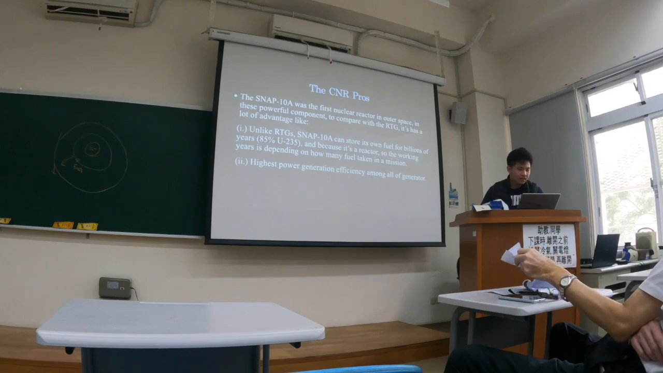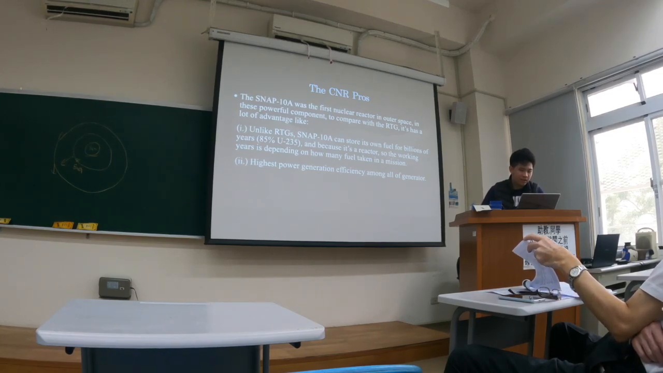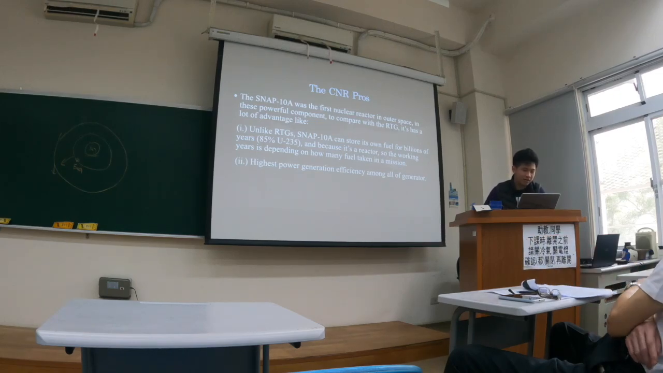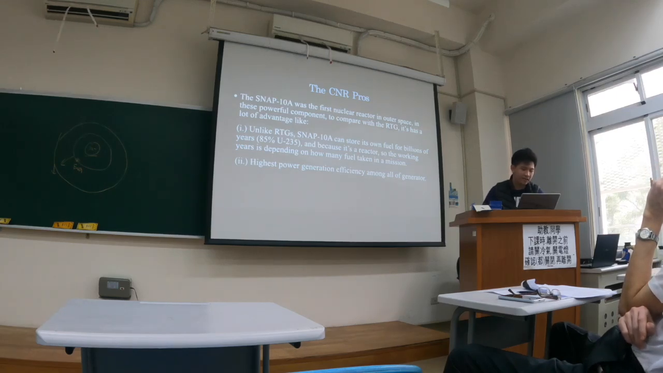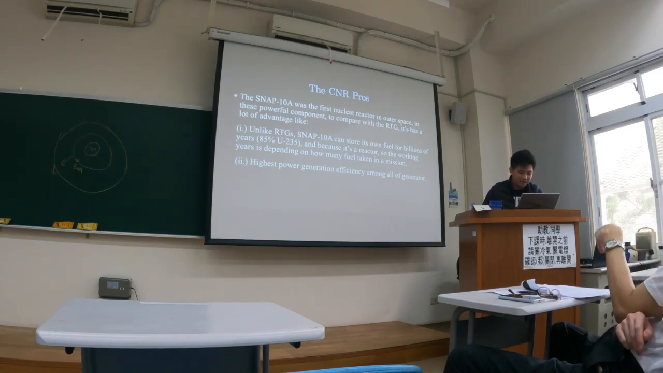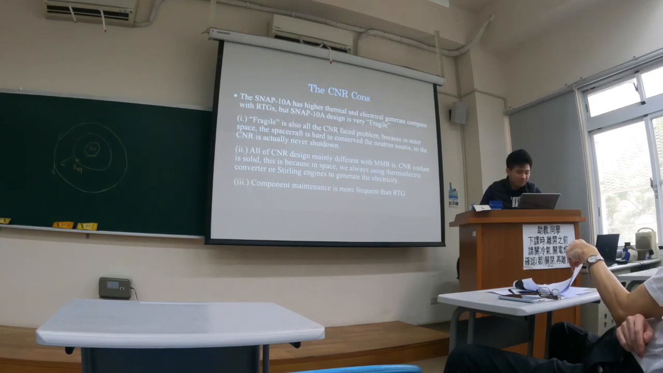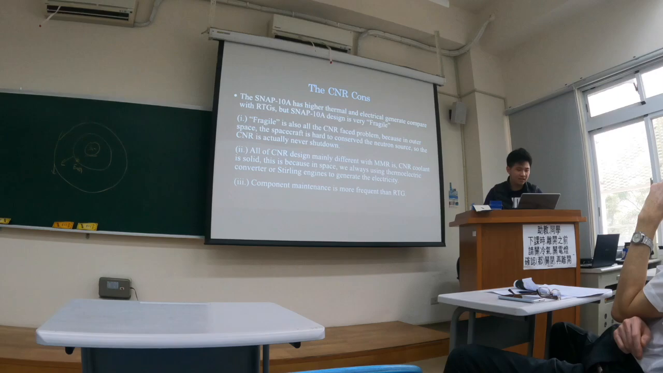Okay. Unlike the RTG, SNAP 10A can store its own fuel for a long time, 95% uranium enriched, and because it is a reactor, the working years depend on how much fuel is taken on a mission. And it has the highest power generation efficiency among all the generators. And SNAP 10A has a higher thermal energy co-generation compared with the RTG. But SNAP 10A design is very fragile.